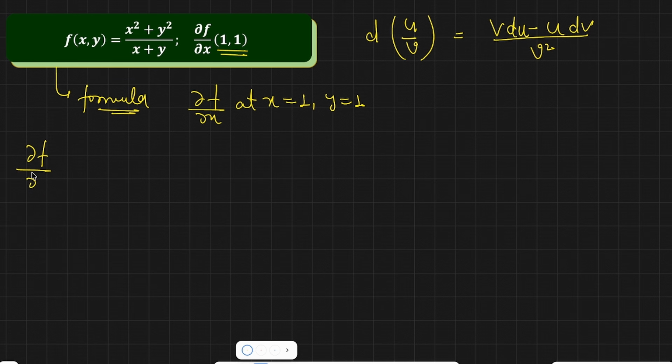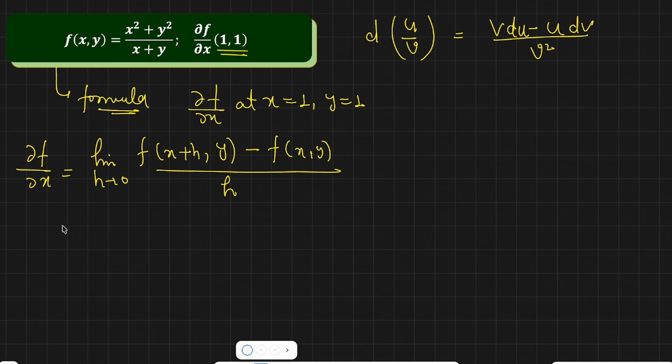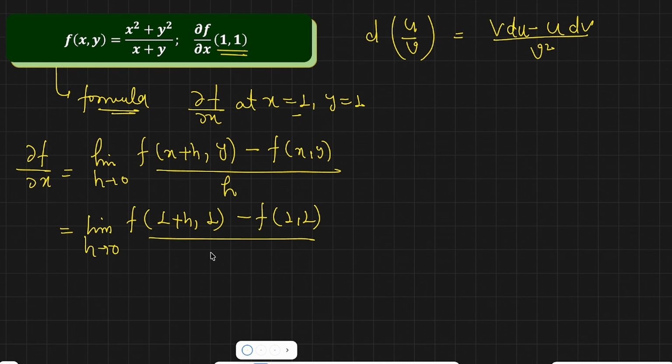So with respect to x, that is your limit h tending to 0 of f(x + h, y) minus f(x, y), divided by h. What is the value of x? That is 1. You put it here, so it is f(1 + h, 1) minus f(1, 1), divided by h.